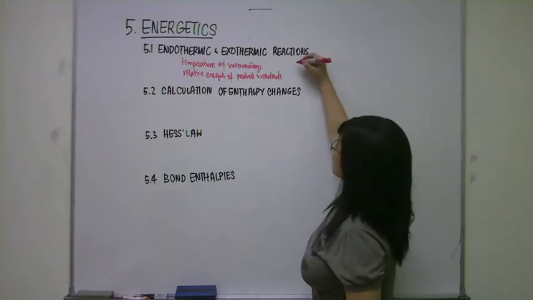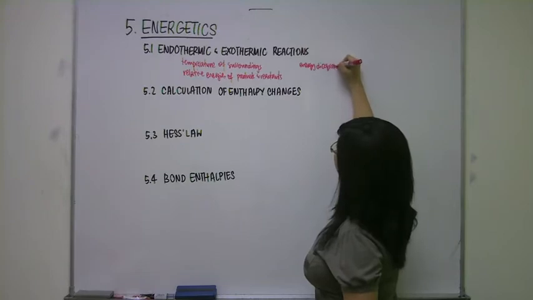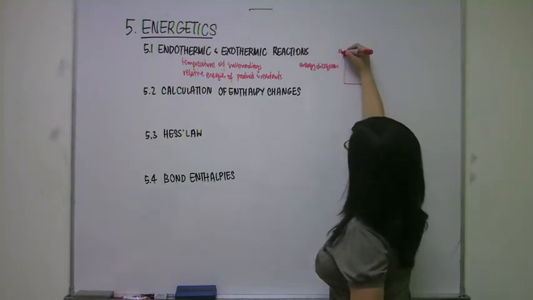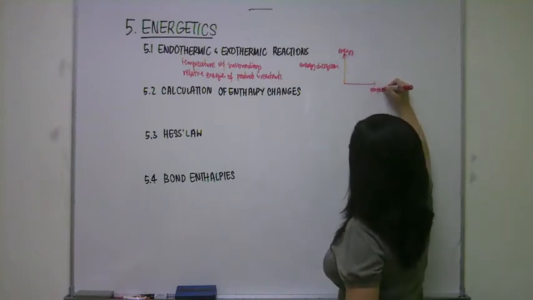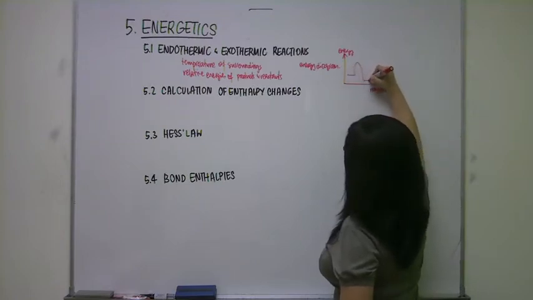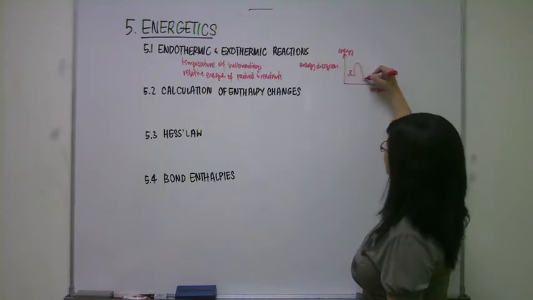And then you also need to talk about the energy diagram. Okay, something like this. This is energy. This is reaction pathway. And exothermic will be like that. Reactants, products. And this will be your delta H.